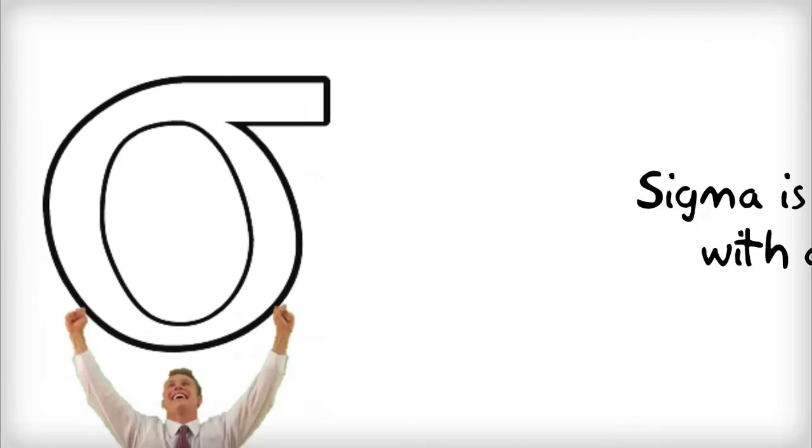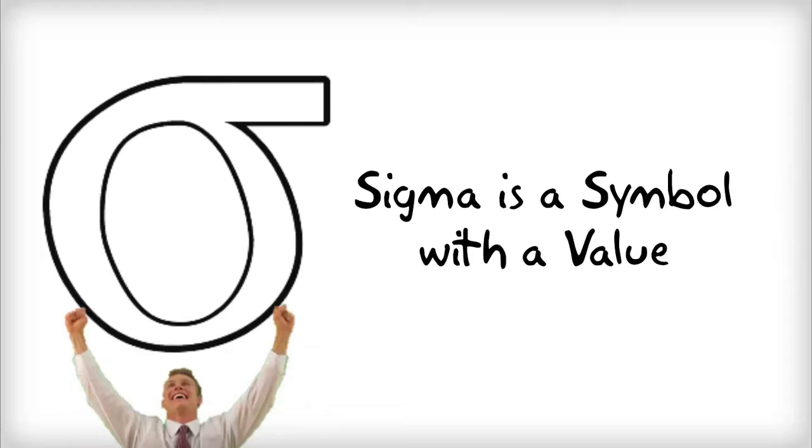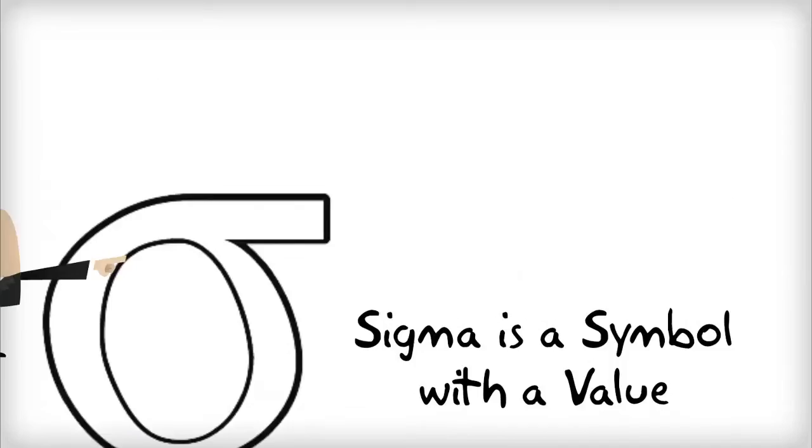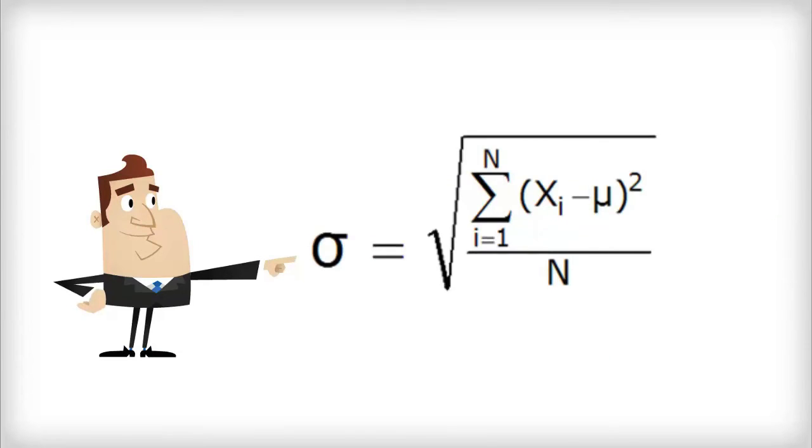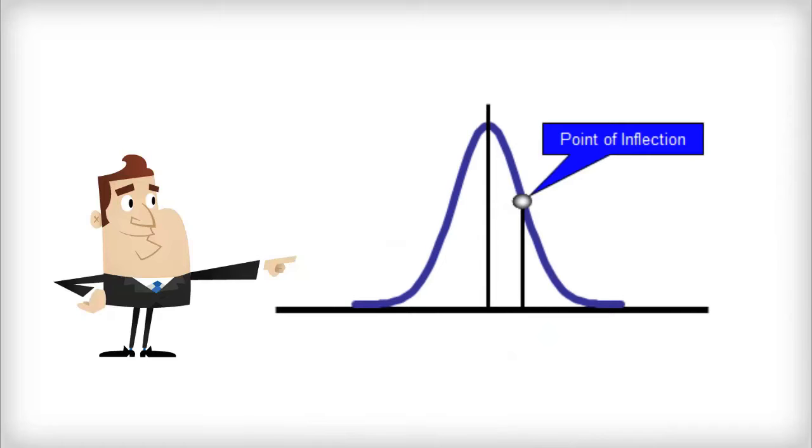We know that sigma is a measure of variation. The mathematical calculation looks like this. Okay, don't let that equation freak you out. Let me explain. Sigma, or standard deviation, is the distance between the mean and point of inflection on the normal curve. It looks like this. The point of inflection to the mean is considered a sigma level.